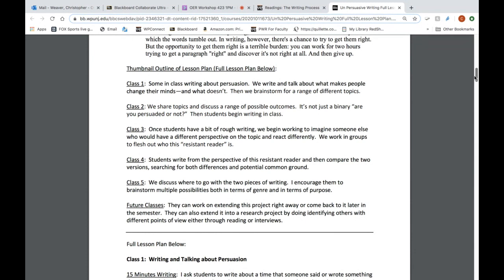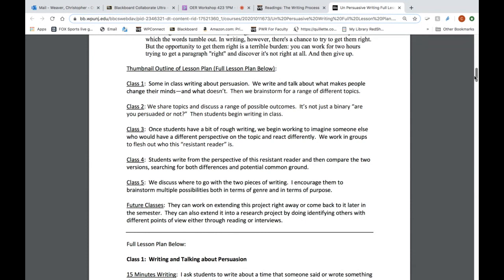And I ask them, well, who would that person be? How would that person be different from you? Does that person have different values? Does that person have different life experiences than you do? Do they have a different political view than you do? Do they trust different kinds of people? Are they younger? Are they older? Are they a different race, a different gender? Try to imagine the kind of person who would see this topic differently and think about why, and just write about who that person is. Don't write an argument yet. Just write about who that person is.